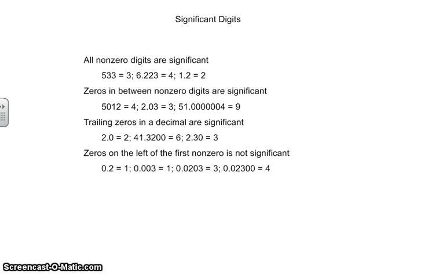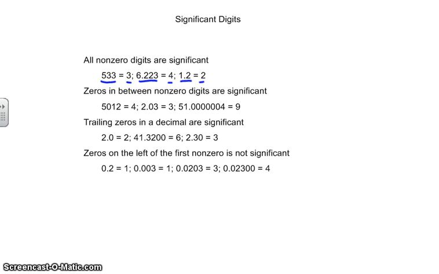Okay, significant digits. There's 4 basic rules we need to know. All non-zero digits are significant. So if they have a full number, they are significant. So 533 has 3 non-zeros. 6.223, well, all those are non-zero, so they're all significant. There's 4 numbers. 1.2, there's 2 non-zeros, so I have 2 significant digits.